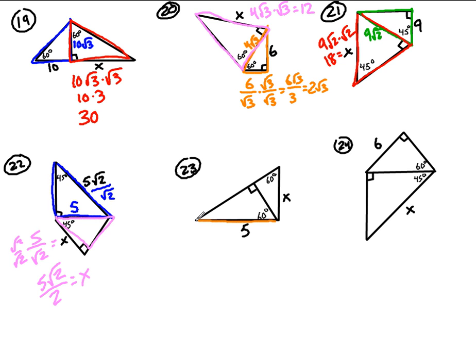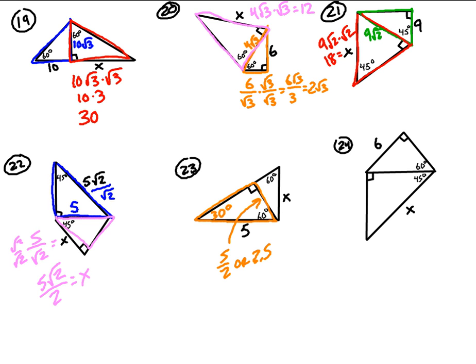In 23, a 30, 60, 90 triangle, I'm given the hypotenuse of that triangle. I need to get to this shared side, which is across from the 30, so that's the short leg. So to do that, I just divide it by 2. That means that this leg right here is 5 halves, or 2.5, for the short leg.